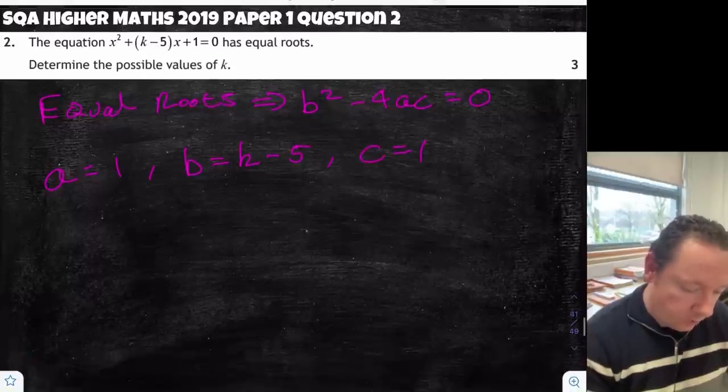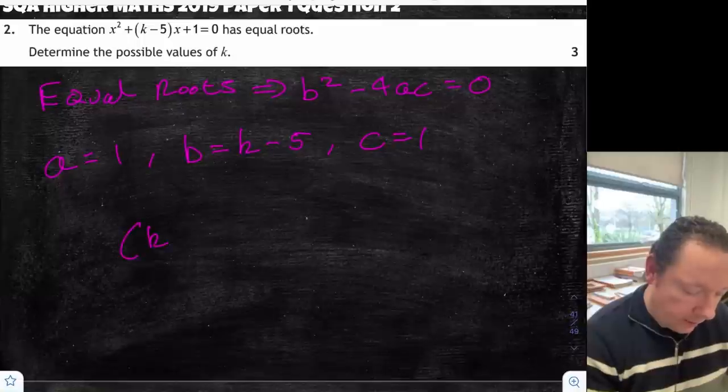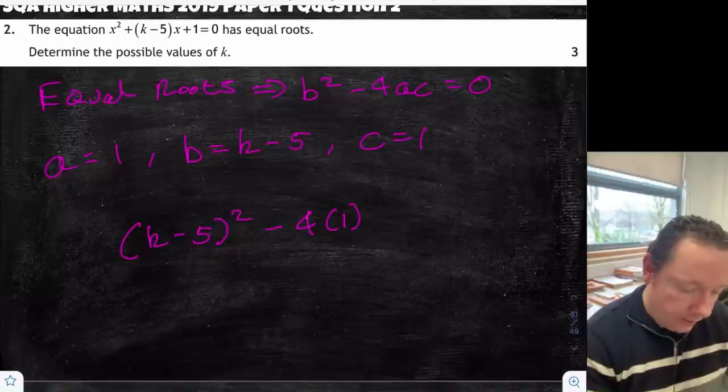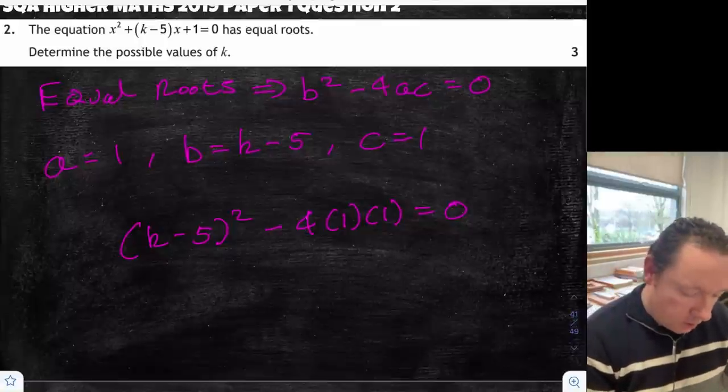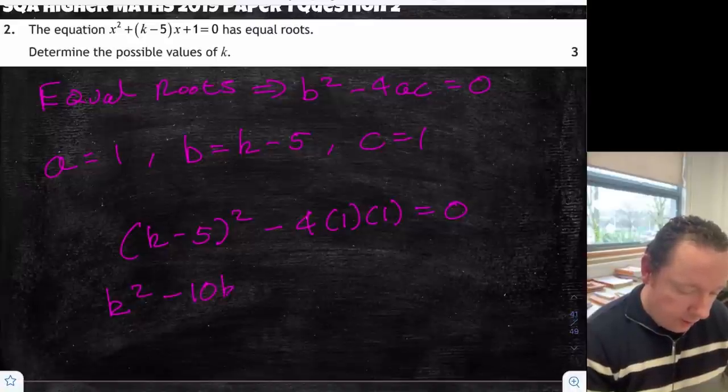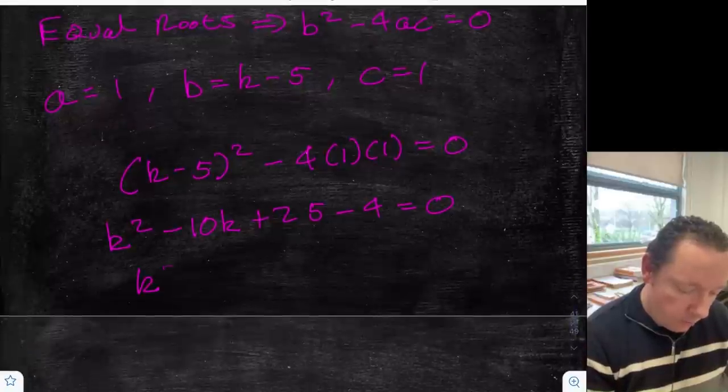So for b squared minus 4ac, we get k minus 5 squared minus 4 times 1 for a times 1 for c equals 0. Expanding k minus 5 all squared gives me k squared minus 5 times 2 is minus 10, so minus 10k, 5 5s is 25. And then we've got 4 times 1 times 1 is 4 equals 0. So that's k squared minus 10k, 25 minus 4 is 21 equals 0.